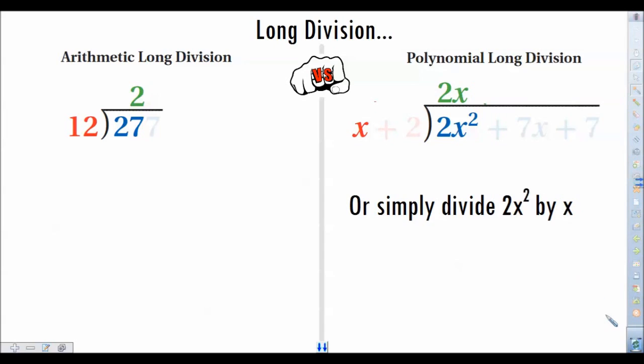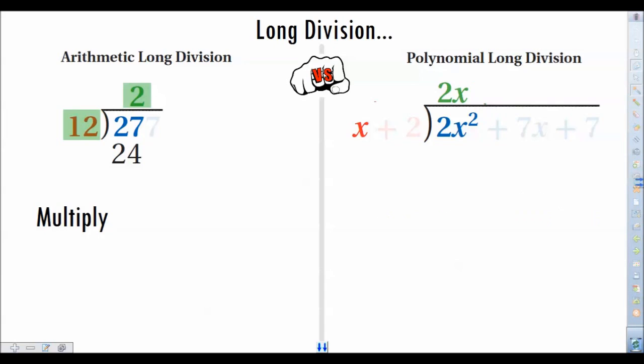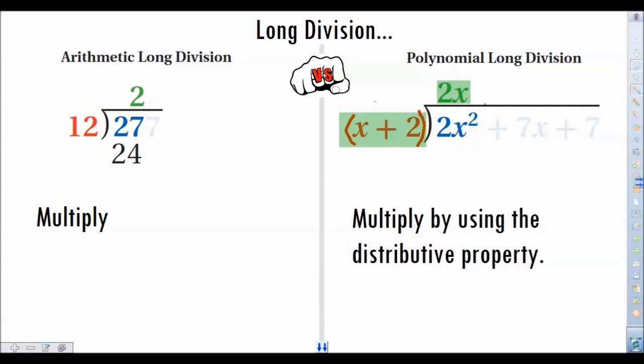We're going to write that result right up there. Just like if we were to take 27 divided by 12, we end up with 2 with some stuff left over, right? So back over to the long division with arithmetic, you'd take that 2, you'd multiply it by the 12, and you'd get that 24. Well, we're going to do the same thing here. We're going to take that 2x and multiply it by the x plus 2. We're going to bring that 2 in there now.